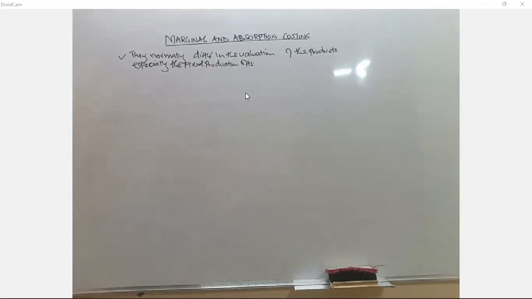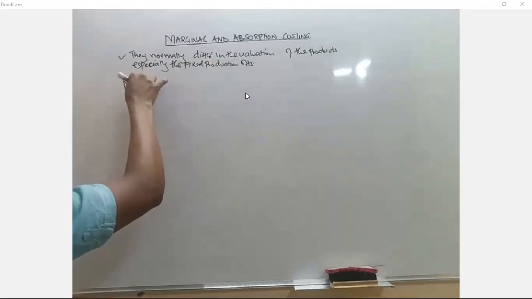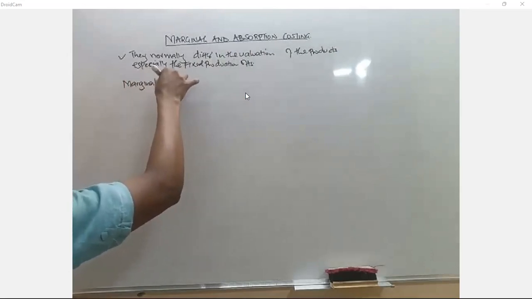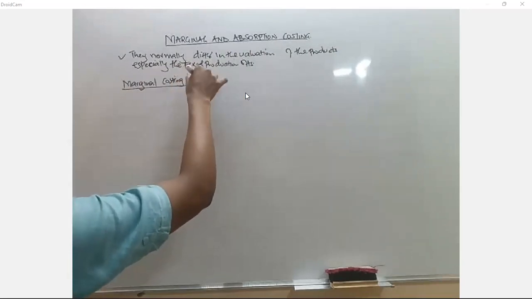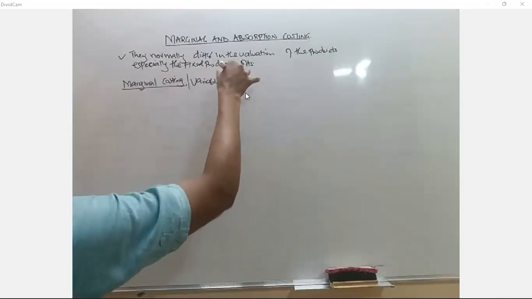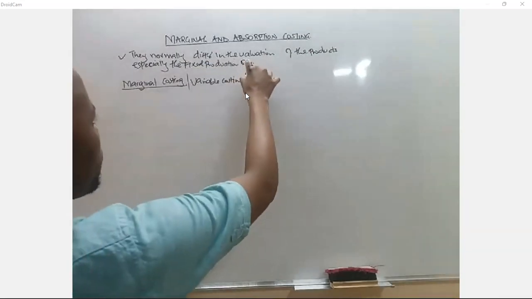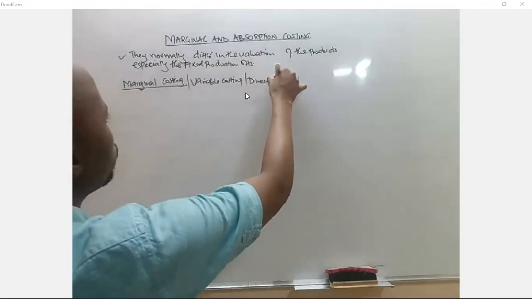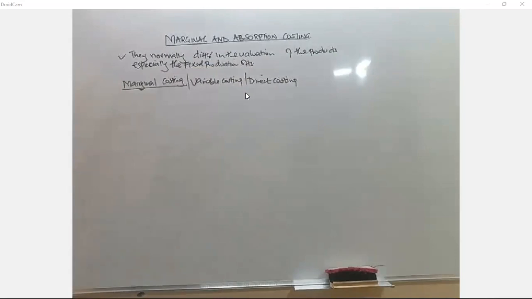So let's start with marginal costing. It is normally called variable costing. It is also called the direct approach or direct costing. These are the names which the examiner is going to be putting in place.